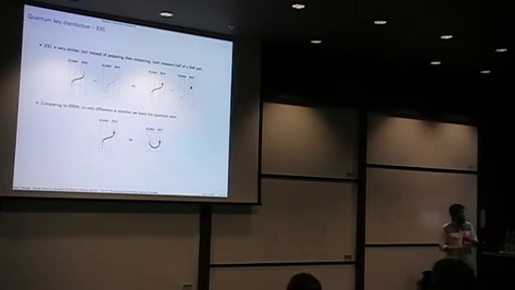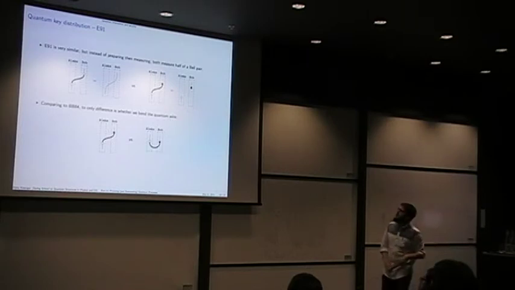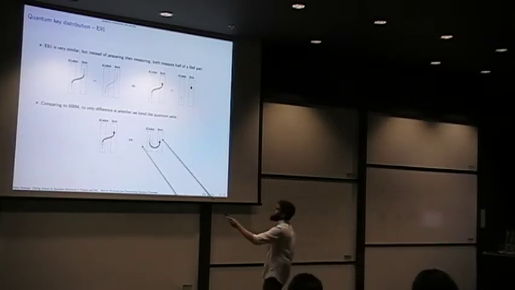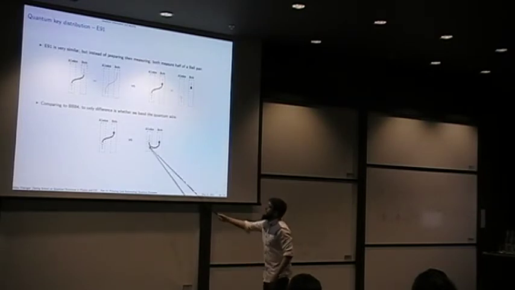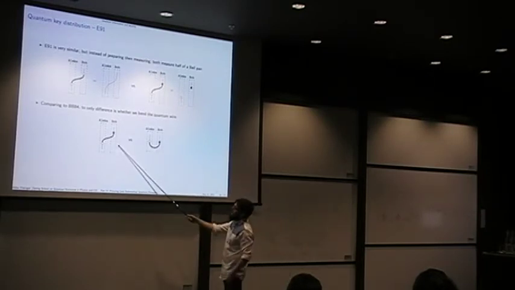Right? And the only difference is that that one should have been E91 one. The only difference is that we bend this quantum wire here. So this is what BB84 looks like.